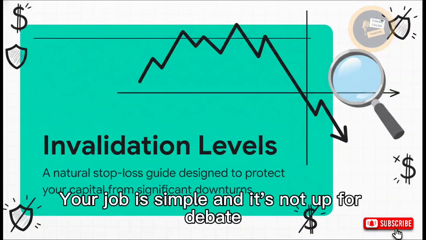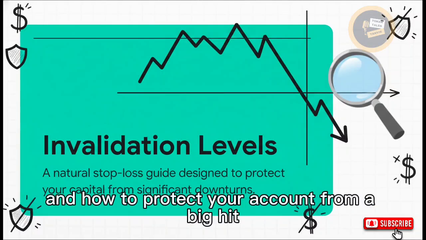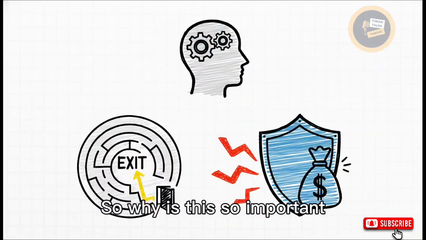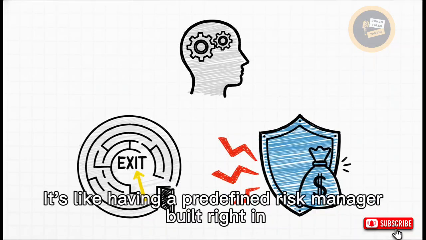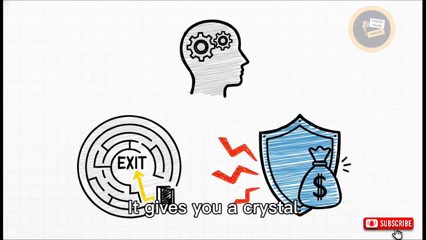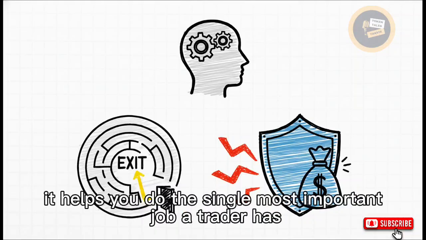Their job is simple, and it's not up for debate. They're there to tell you exactly when a trade idea is wrong, when it's time to get out, and how to protect your account from a big hit. So why is this so important? Well, because it takes the emotion out of managing your risk. It's like having a predefined risk manager built right in. It gives you a crystal clear exit strategy before you even click the buy or sell button. And at the end of the day, it helps you do the single most important job a trader has: protect your capital.